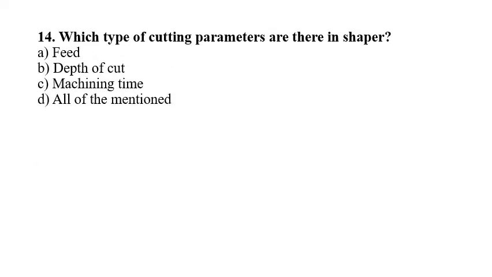Question number 14. Which type of cutting parameters are there in shaper? Feed, depth of cut, machining time, all of the mentioned. The answer will be D, all of the mentioned. So in shaper, feed, depth of cut, machining time are the cutting parameters.